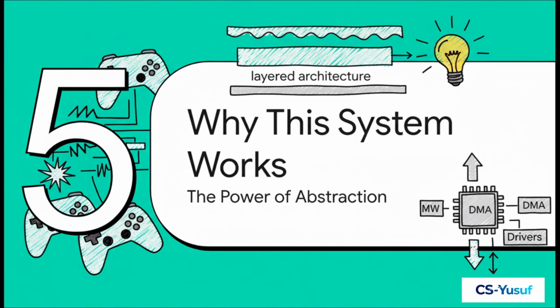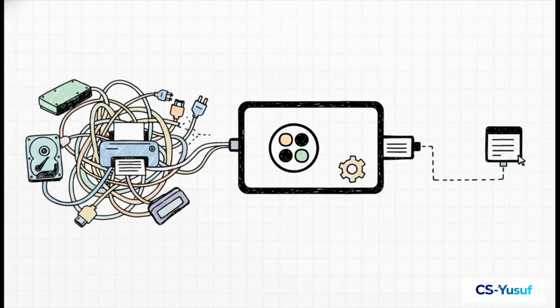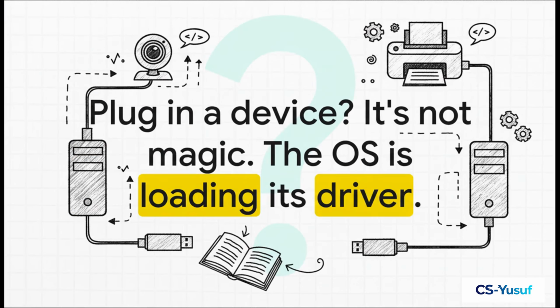So let's just take a step back for a second. We've talked about controllers, interrupts, DMA, drivers. It sounds complicated, but when you look at how it all fits together, the whole system is an absolute stroke of genius. Because the goal of all of this, the big idea, is something called abstraction. The operating system takes this chaotic world of thousands of different messy, incompatible hardware devices, and it hides all that messiness. It presents all of them to your applications through one single, clean, simple interface. The programmer making a video game doesn't need to know if you're using an NVIDIA card or an AMD card. They just tell the OS, draw this on the screen, and the OS uses the right driver to handle the rest.